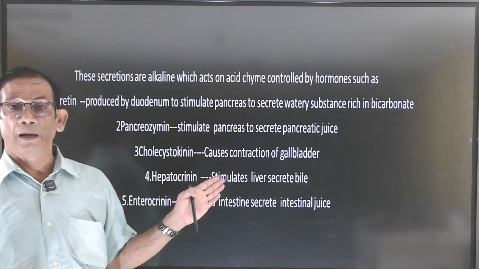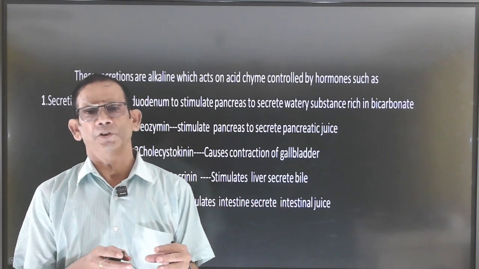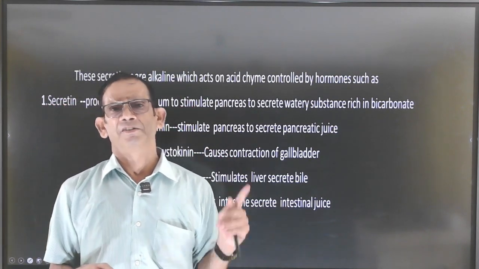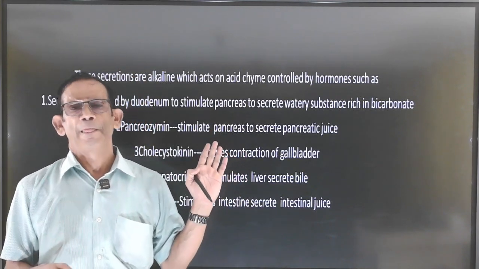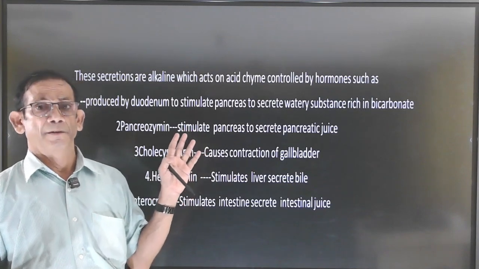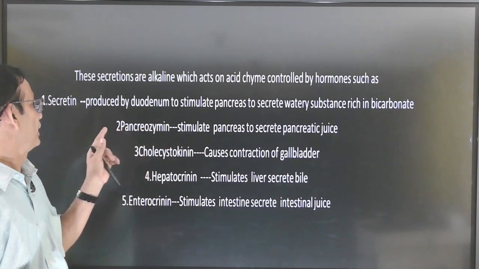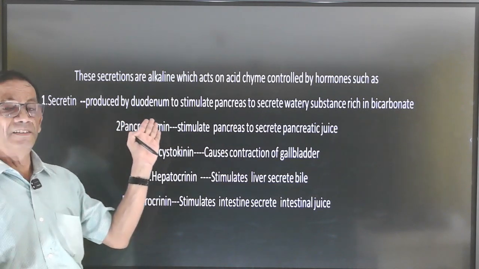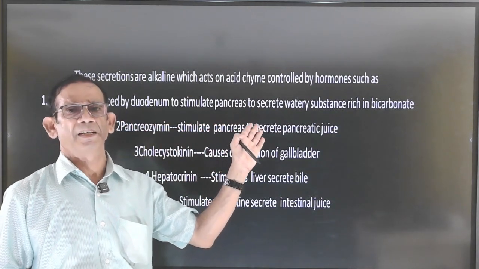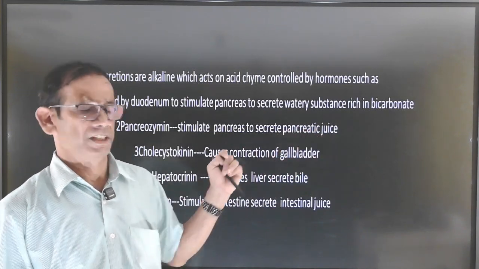So this is all about the digestion in the small intestine. But how is the secretion of all the enzymes controlled? All these enzymes are controlled by several hormones present in the submucosal layer of the intestine. So what are the hormones? First one is secretin, which is present in the duodenum and which helps to stimulate the pancreas to secrete bicarbonate ions for neutralization of acidity.